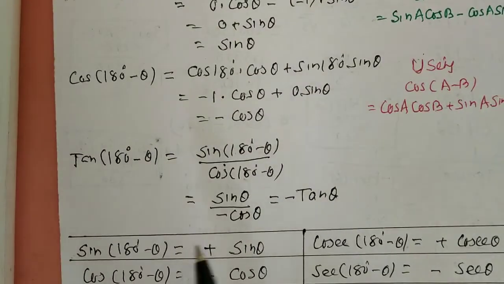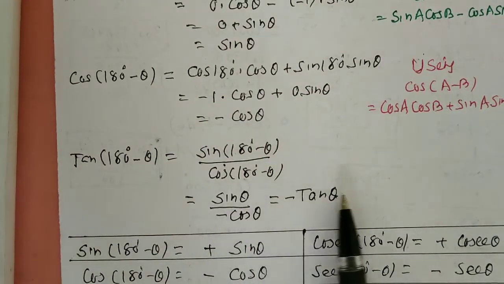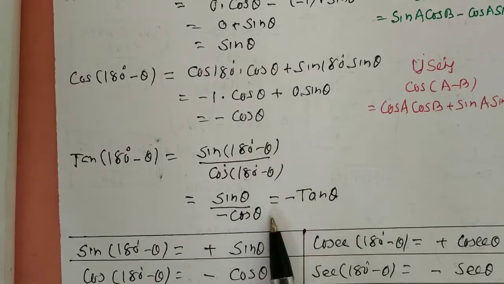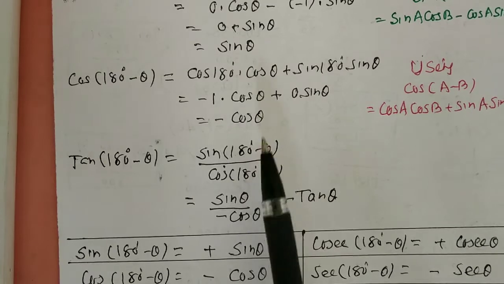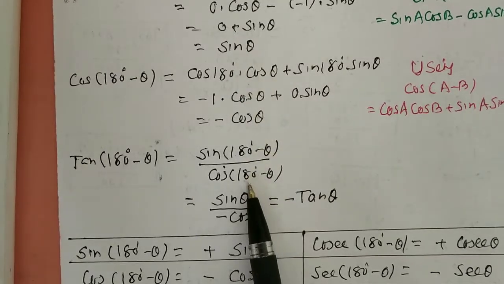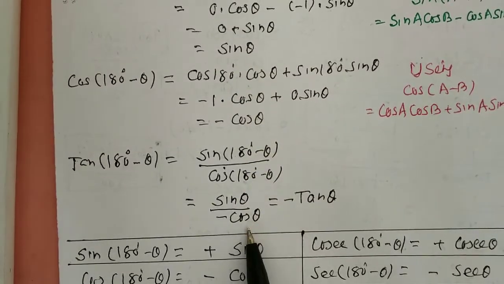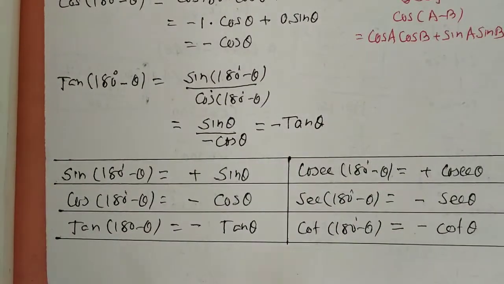To find tan 180 minus theta, divide sine 180 minus theta by cos 180 minus theta. You have already got sine 180 minus theta as sine theta, and cos 180 minus theta as minus cos theta. So this is minus tan theta. So remember this table.